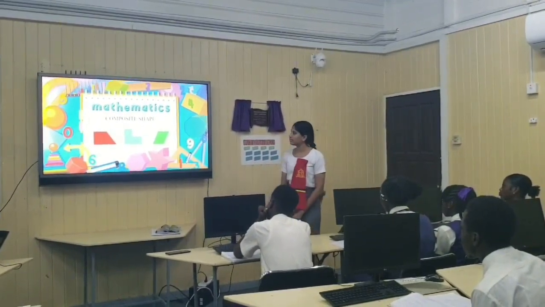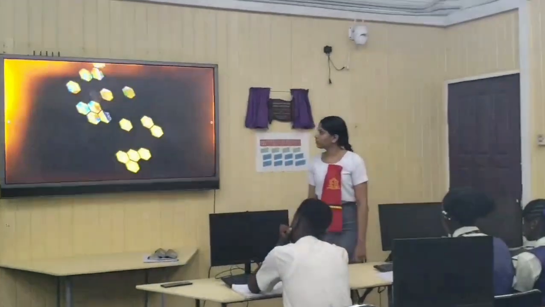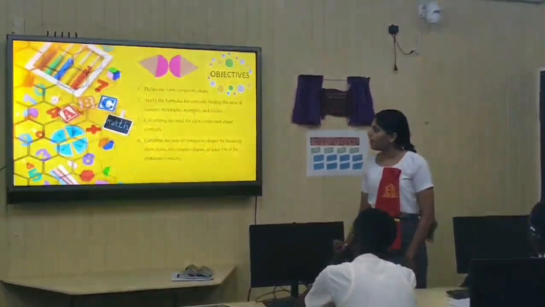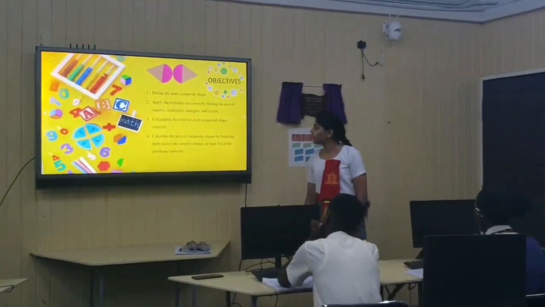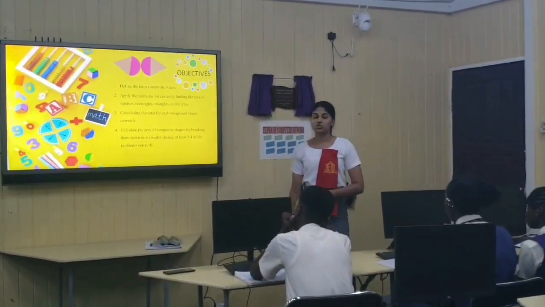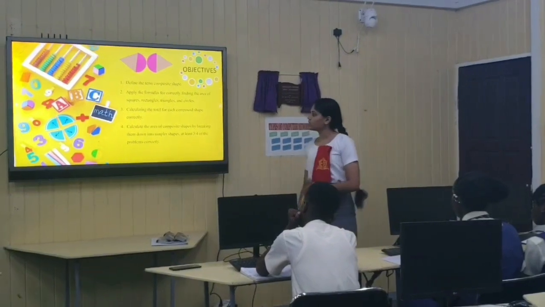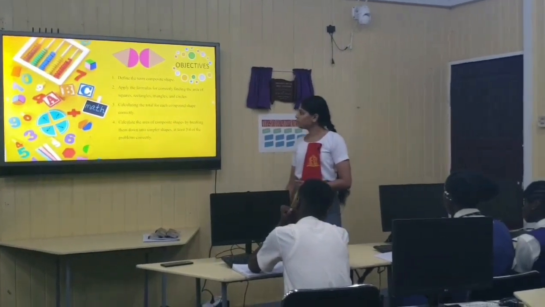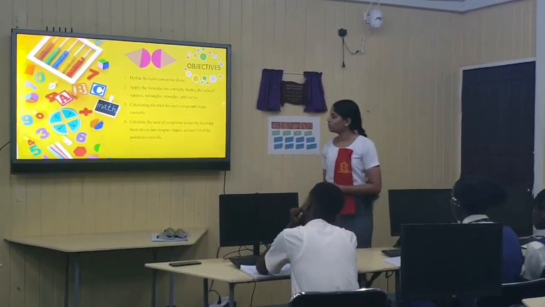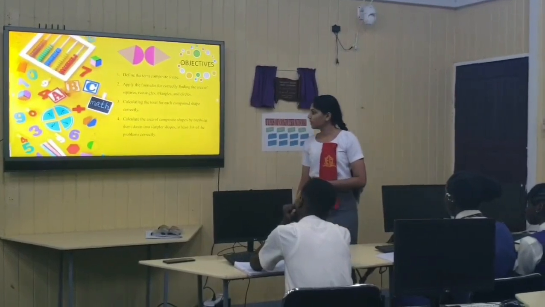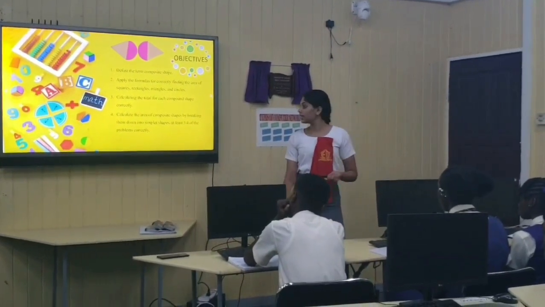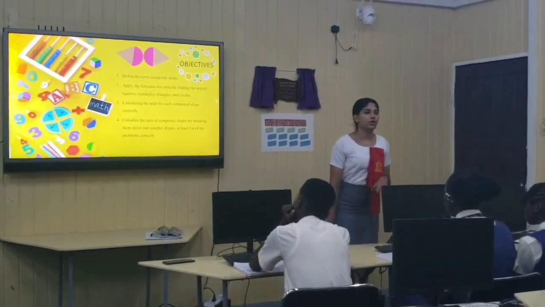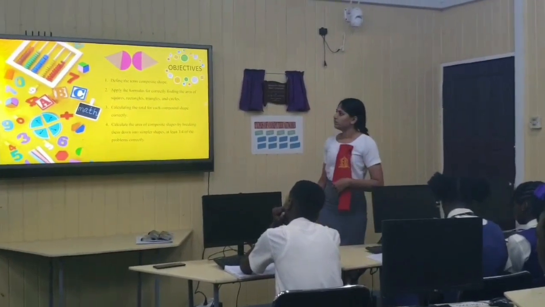Define the term composite shape, apply the formulas for correctly finding the area of square, rectangle, triangles, and circle. Also calculate the total for each compound shape correctly. Calculate the area of composite shape by breaking them down into similar shapes, at least 3 to 4 of the problems correctly. So let's begin.